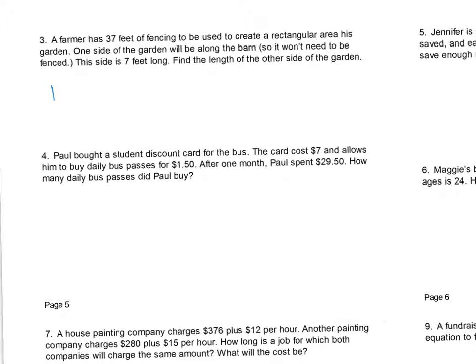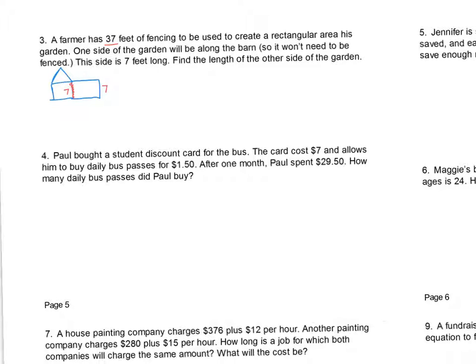So I'm going to draw a barn because I know this fence is going to be up against the barn. So I'm going to draw the fence out here beside it because it specifically says that one side will not need to be fenced because it's against the barn. So that would be this side, but it also tells me that that side is 7, which means the side across from it is also 7. I know I have 37 feet total. So I know if I add up all 4 sides, it has to equal 37.